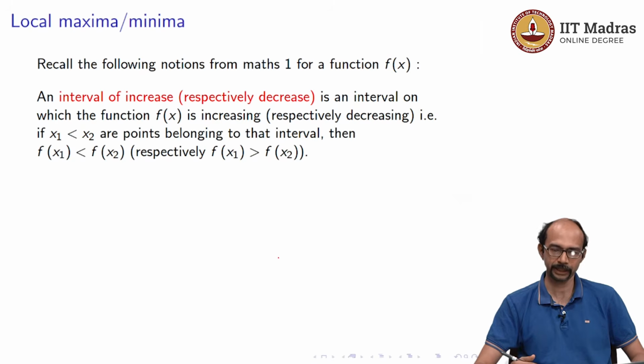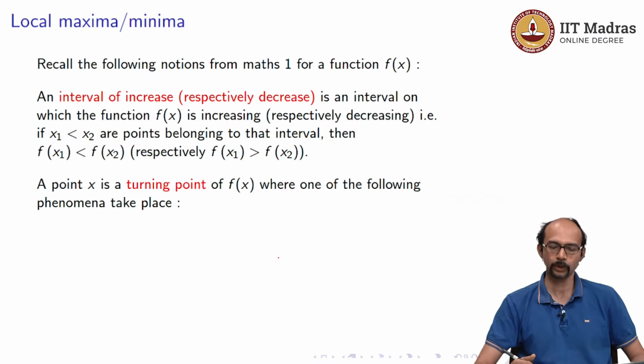To put that into mathematical terms, if you have 2 points x 1 and x 2 which belong to this interval and x 1 is strictly less than x 2, then f of x 1 is strictly less than f of x 2. That is an interval of increase. An interval of decrease is exactly the opposite: if x 1 and x 2 belong to that interval and x 1 is less than x 2, then the function decreases from x 1 to x 2, so f of x 1 is greater than f of x 2. These are notions that you have seen in Maths 1.